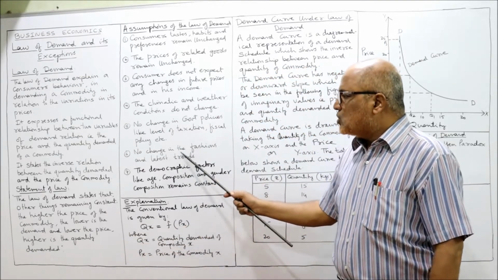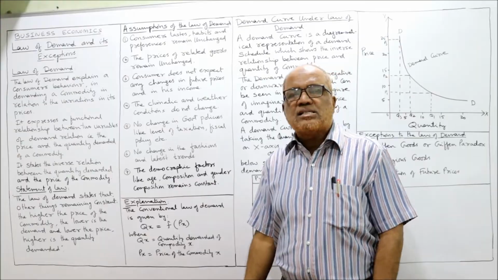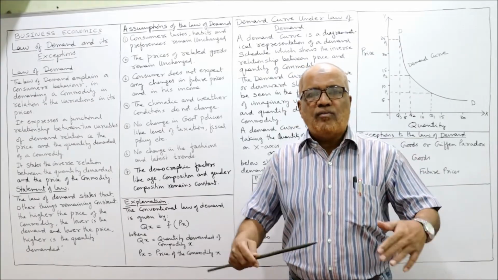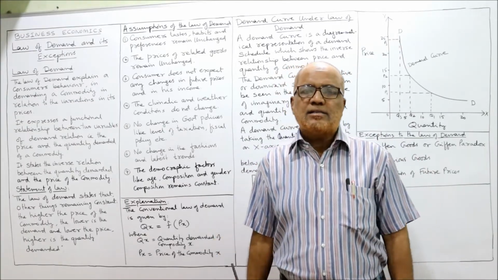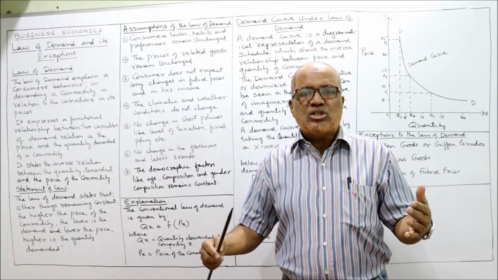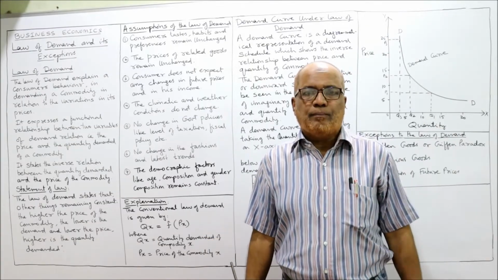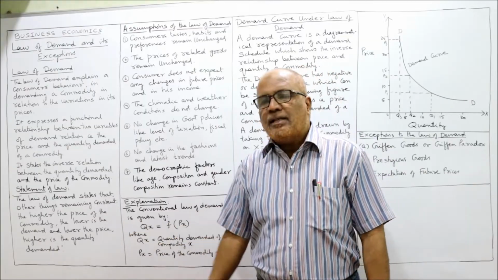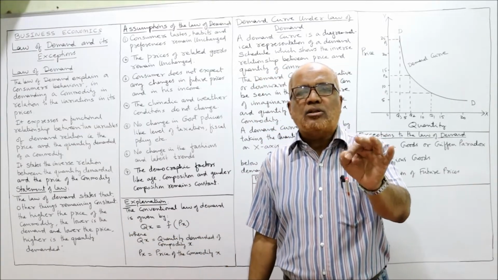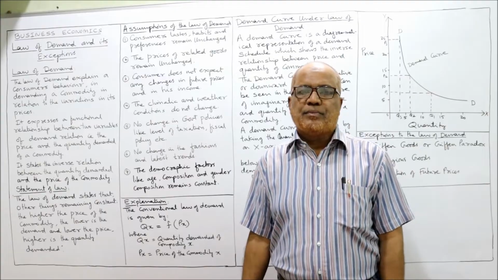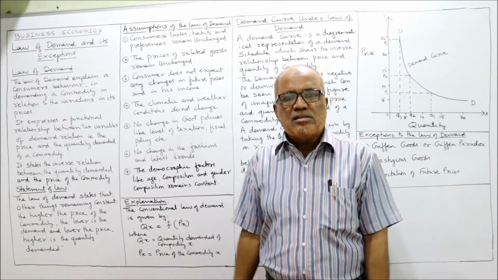Next one, no change in the fashions and latest trends. Normally what we see in the world is that there are frequent changes in the fashions of the people, the trends of the people. So if you want to apply this law of demand, we should make an assumption that there are no changes in fashion. The people's fashion remains the same.